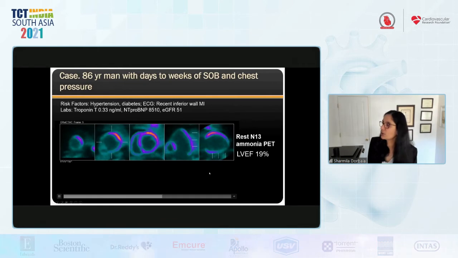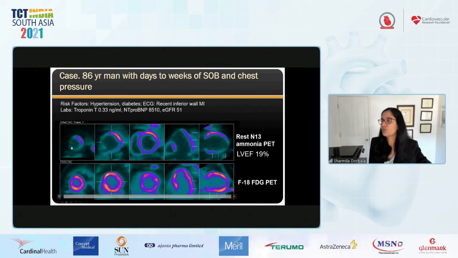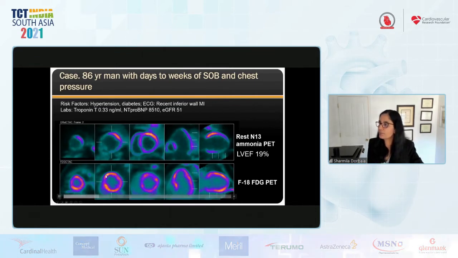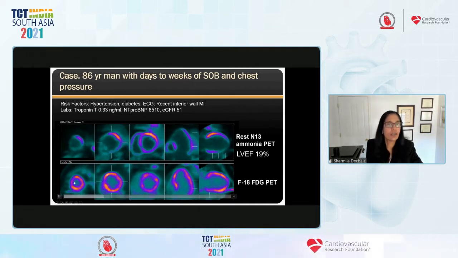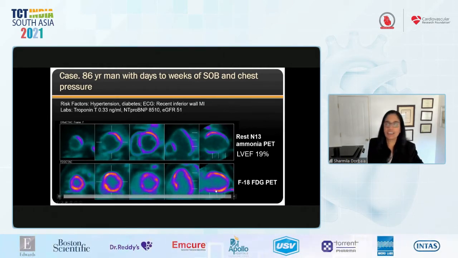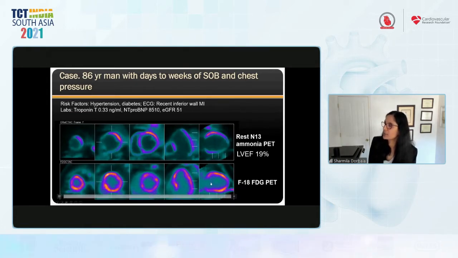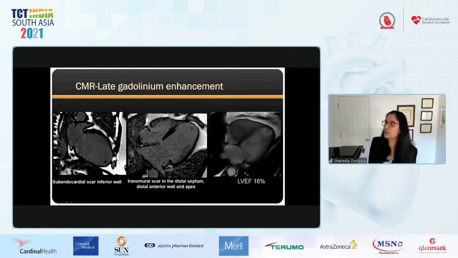So this patient went on to have FDG PET for assessment of viability. What you'll notice is the septum, as well as the mid to apical anterior wall and apex, show what is called a mismatch. Mismatch, which is reduced perfusion, but preserved utilization of glucose. Similarly, the inferior wall also demonstrates a mismatch pattern, suggesting that the myocardium is viable. In fact, if you look at this particular FDG image, you'll get a sense that most of the myocardium in this particular patient is viable.